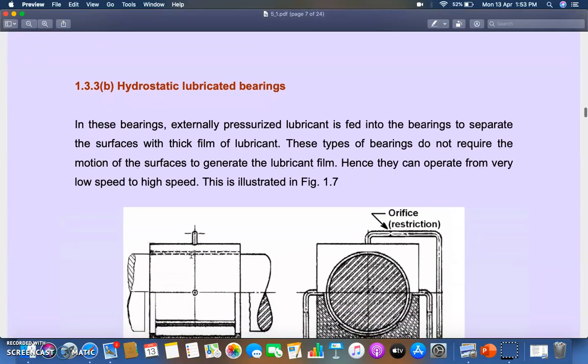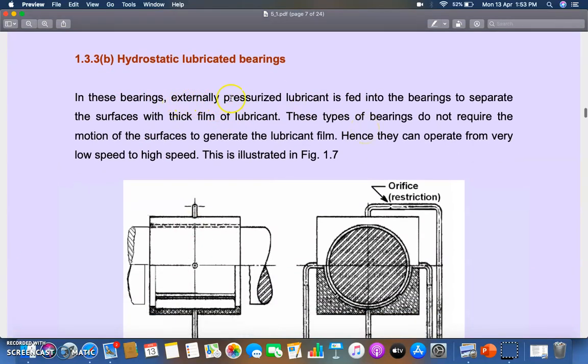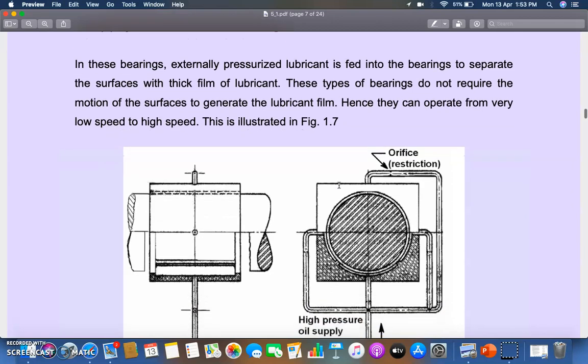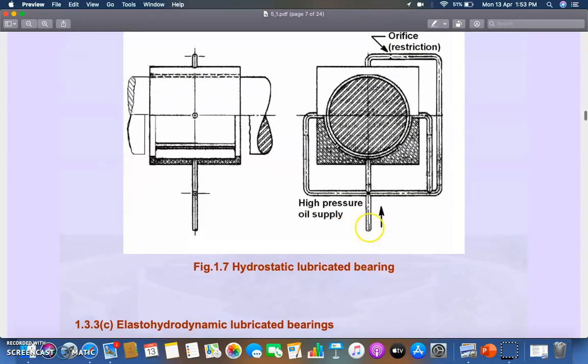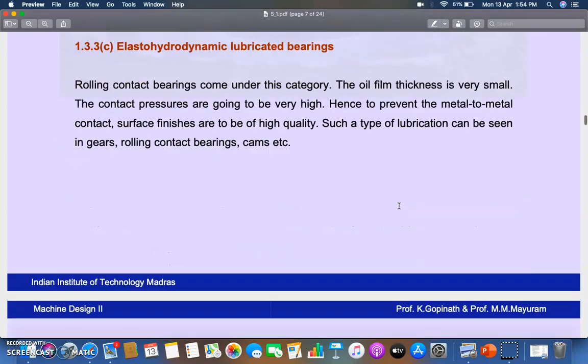While in the other category, which is hydrostatic, externally pressurized lubricant will be inserted in the bearing, which will separate the surfaces with the thick film of lubricant, and this type of bearing does not require any motion of the surfaces to generate the lubricating film. Means the lubrication film is already generated in the whole hydrostatic bearing, so that it can sustain more loads. As you can see, there is an entry for the high pressure oil supply, which will create a lubrication film inside. So these are the few categories of classification which we have discussed.